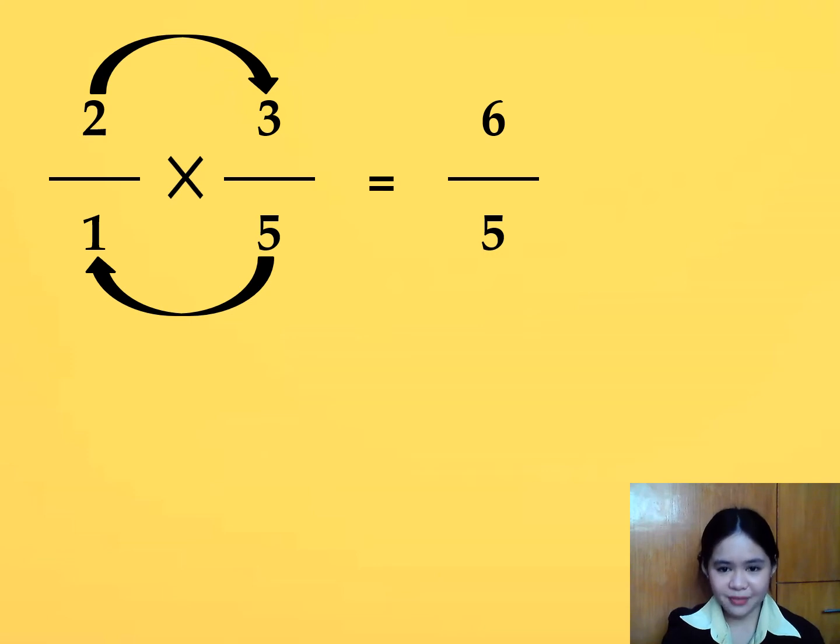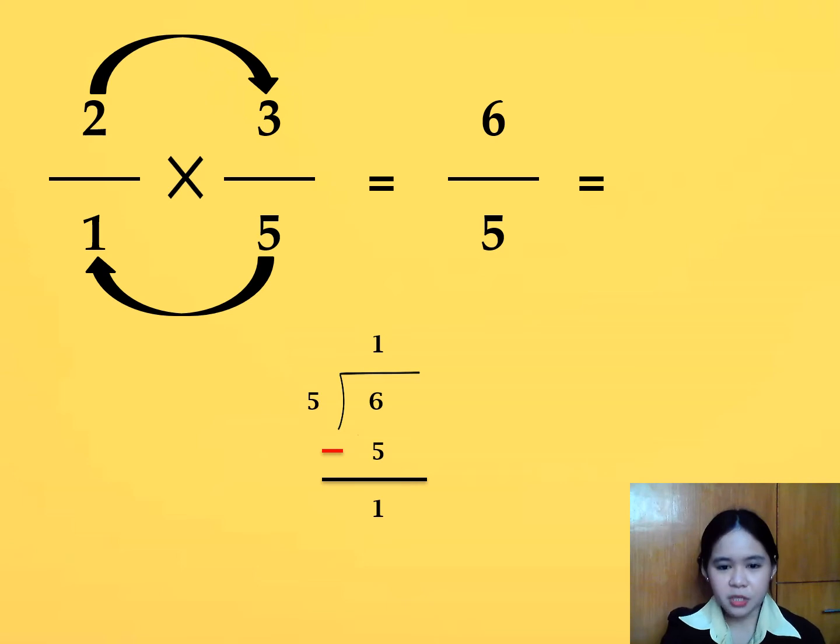But 6/5 is an improper fraction because the numerator, which is 6, is bigger than the denominator, which is 5. So we need to simplify by dividing the numerator 6 by the denominator, which is 5. So 6 divided by 5 is equal to 1. 1 times 5 is equal to 5. 6 minus 5 is equal to 1.